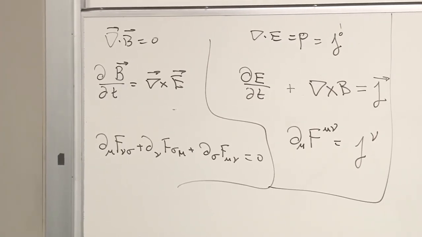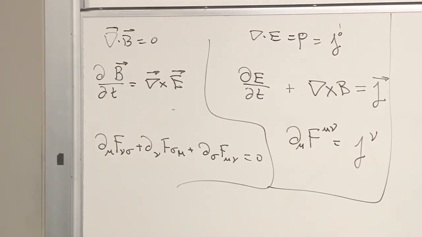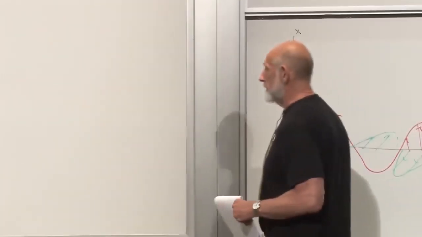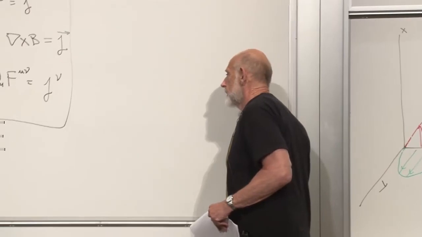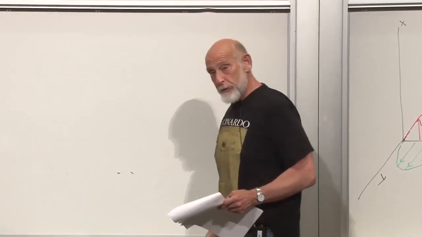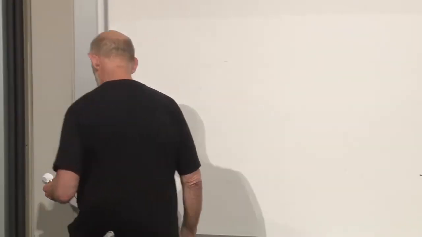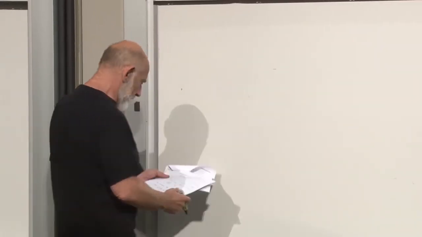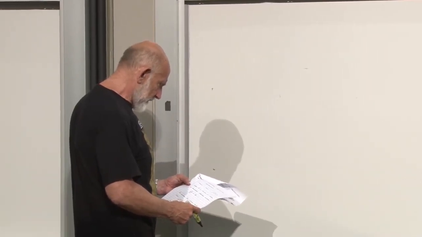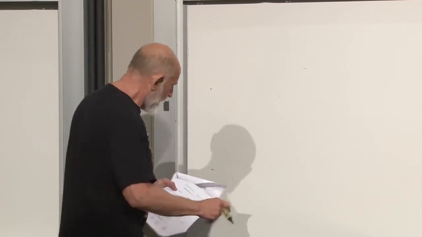Okay, how do you get these equations from a Lagrangian? So let's start with some principles. The first principle is locality.